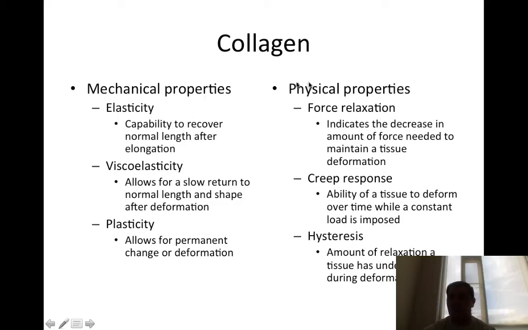It has different properties here. We have mechanical and physical properties. The mechanical properties: elasticity, viscoelasticity, and plasticity. So elasticity is the capability to recover normal length after elongation.